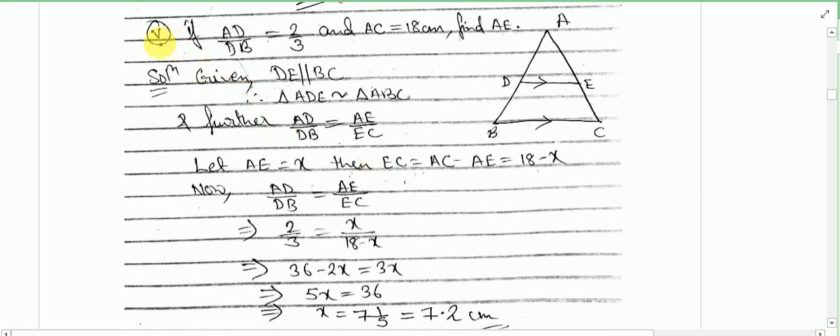Now see the fourth sub question of that question number 3. I'm not doing line by line. I'm not going to do each and every question. So see question number 5 here. Again same thing.